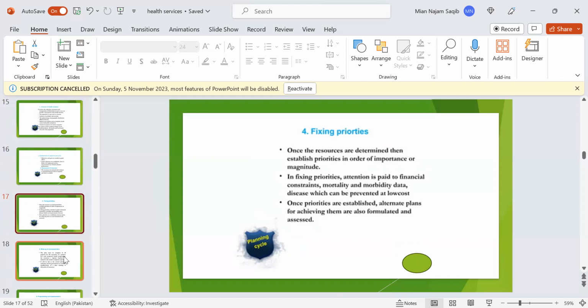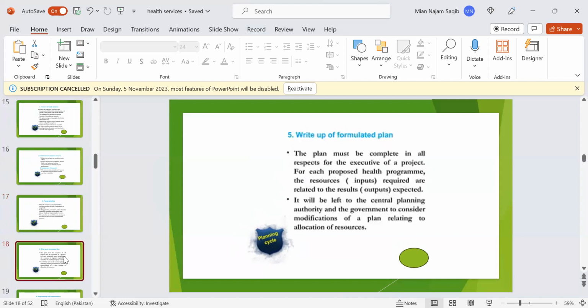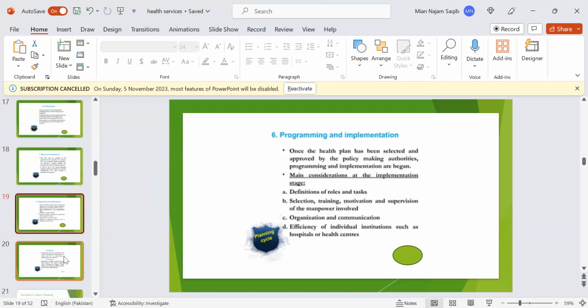In fixing priorities, attention is paid to financial constraints, mortality and morbidity data, and diseases which can be prevented at a low cost. Once priorities are established, alternate plans for achieving them are also formulated and assessed. Write-up of a formulated plan. The plan must be complete in all respects for the execution of a project. For each proposed health program, the resources required are related to the results expected. It would be left to the Central Planning Authority and the government to consider modifications of a plan relating to allocation of resources.